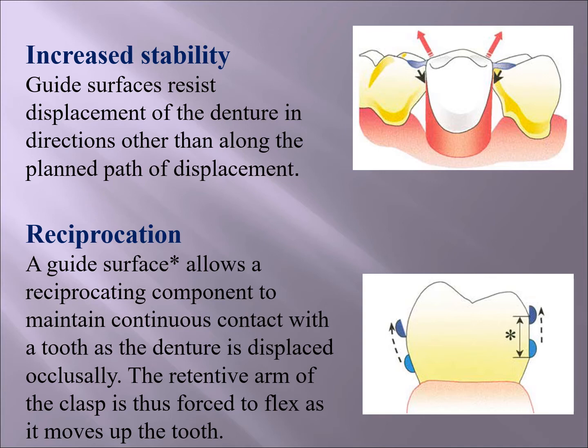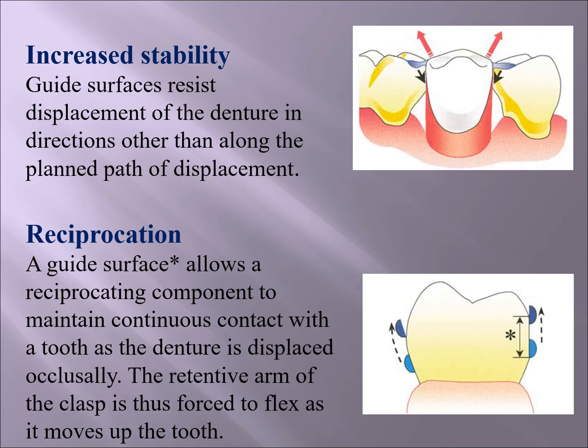Now, regarding the reciprocation, what do we mean by reciprocation? When we talk about direct retainers, we will discuss this in more detail, but all you have to know now is that the retentive tip of the direct retainer or the clasp is the only component that goes below the survey line on the tooth.